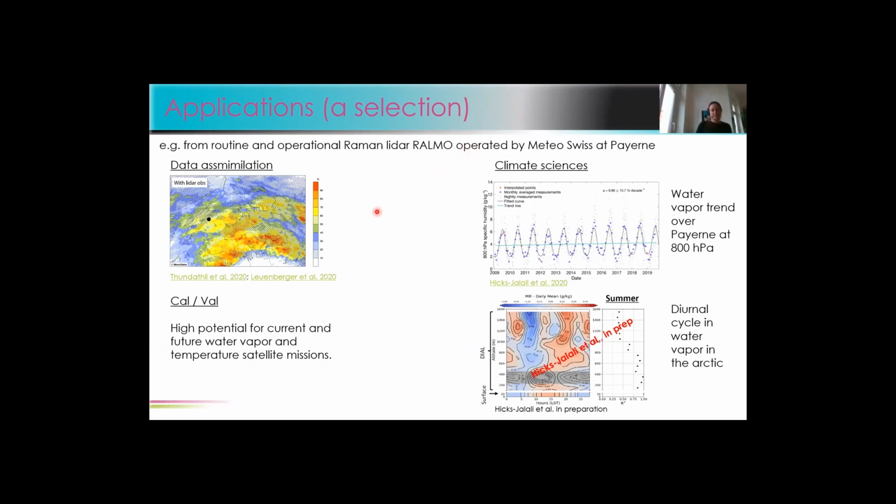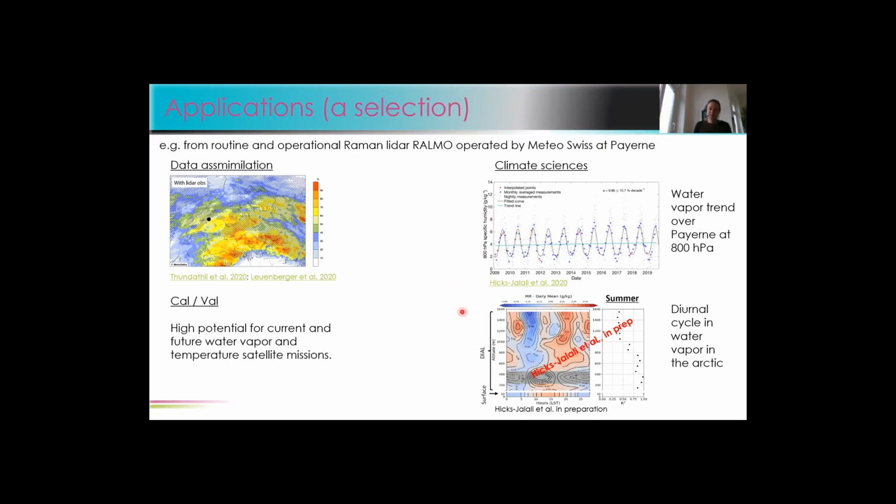They showed successful use for data assimilation and a positive NWP impact. The presentations are shown here. The publications are shown here. And this shows also a high potential for calibration and validation studies for current and future water vapor temperature satellite missions. They also could show the usefulness of this data for climate science, particularly because of the long-term and continuous observation of water vapor, where they could show some trend analysis.